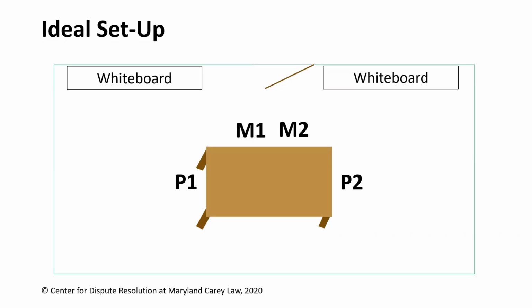When it comes to visibility, there are no obstructions in this ideal setup. Since the mediators are on the same side of the table, the participants can look at both mediators without turning their heads, and everyone can be easily seen and see others. There is more than one ideal setup. What you have just seen is one option.